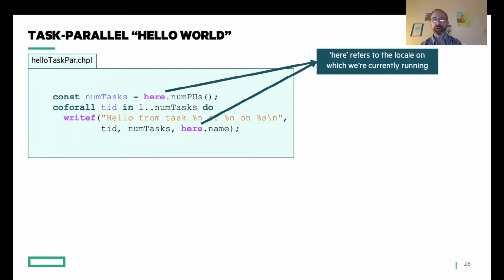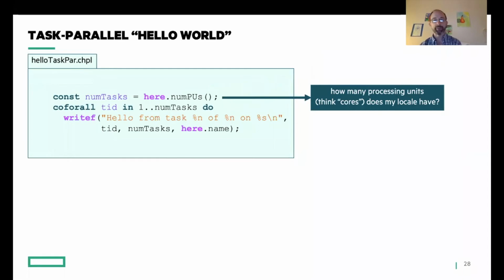And you can make queries about it, such as how many processing units does it have, which you can think of as being a core essentially, right? How many cores do I have? And here I'm going to bind that to this constant num tasks.